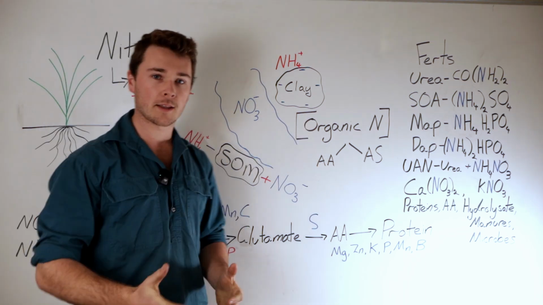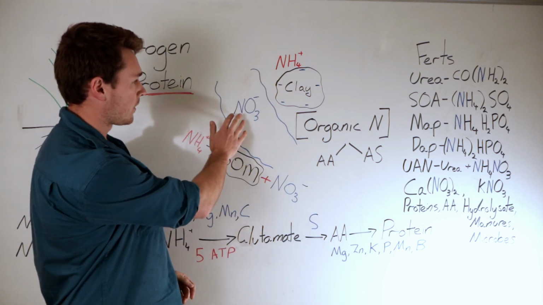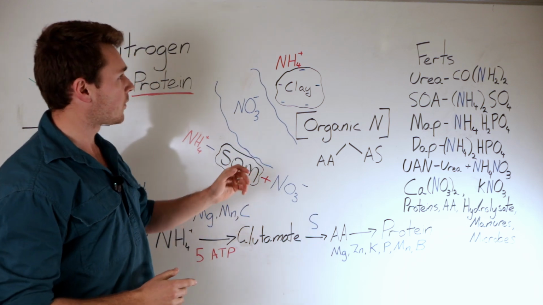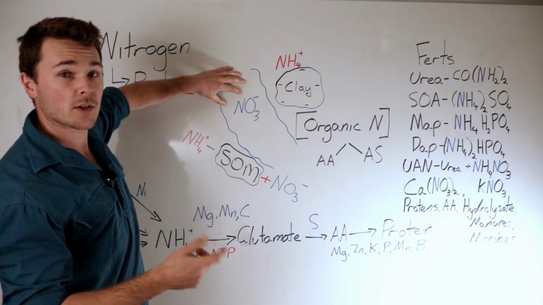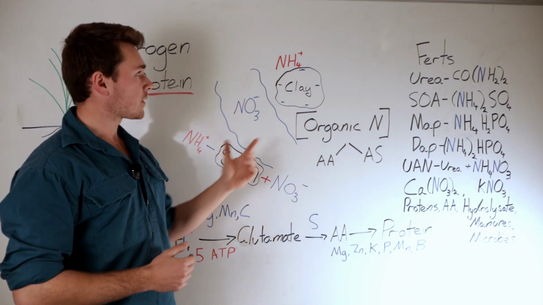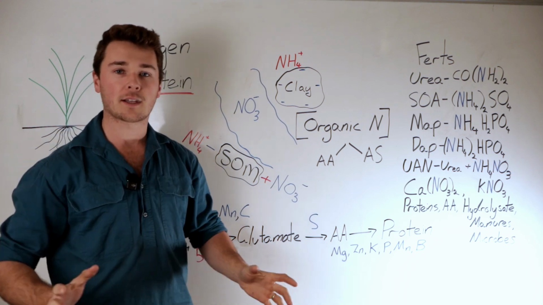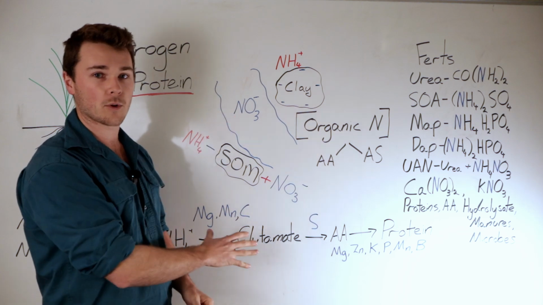So in the inorganic component of nitrogen, we've got two forms. We've got ammonium and we also have nitrate. The main difference between these two forms is that ammonium is a cation, so it has a positive charge, and nitrate is an anion, which means it has a negative charge. And because of those two things, we get completely different characteristics of our nitrogen in terms of our soil behavior and the way it works in our plants.